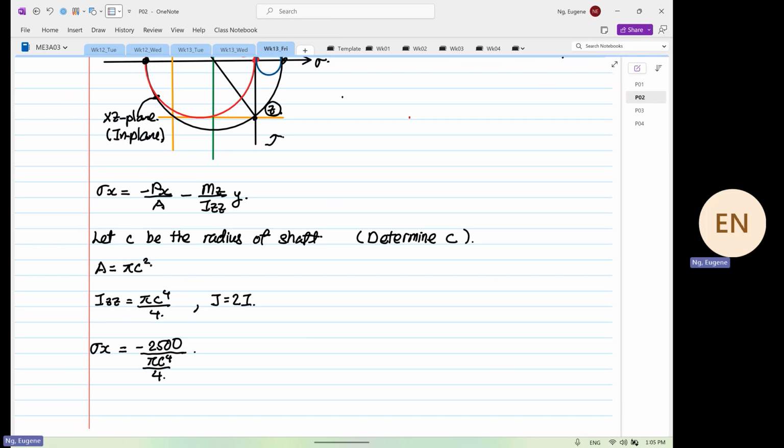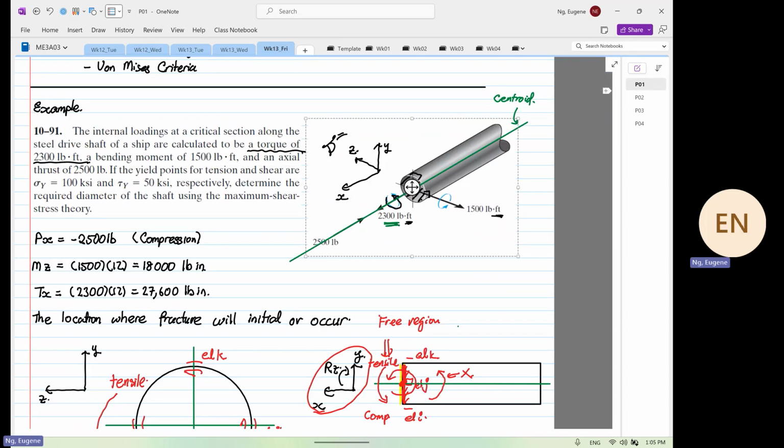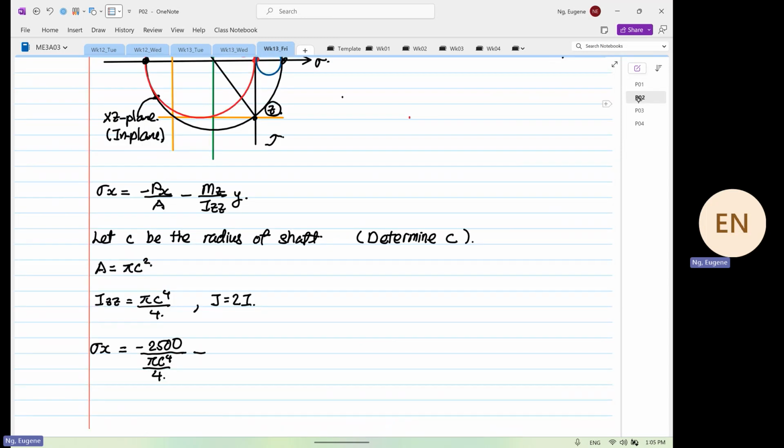Then we have Mz. Okay, so Mz is equal to what? Mz is equal to 1800. Hey, Eugene, are you sure today? Come on, what's wrong with you? Pi c squared.